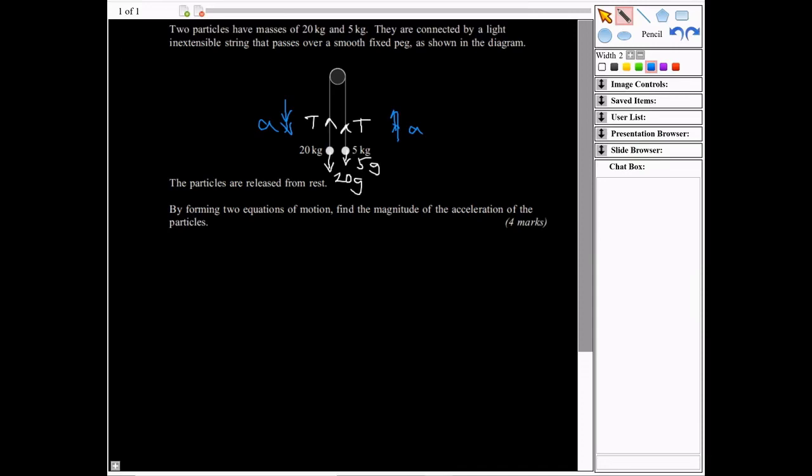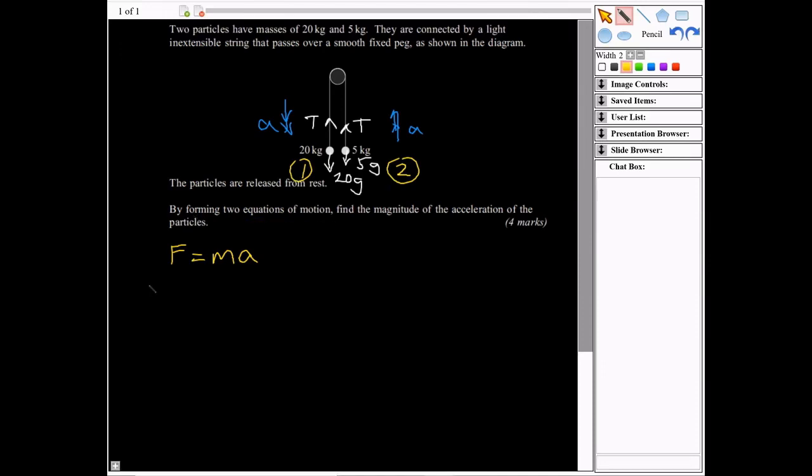The way that you solve it is similar, but we just need to look at the two particles separately and form equations for them, again using F equals ma. So I'm going to label the two particles as number 1 and number 2. So we're going to do F equals ma. The question actually gives us a clue here. It says by forming two equations of motion. So we'll take that under advisement, and that's what we're going to do.